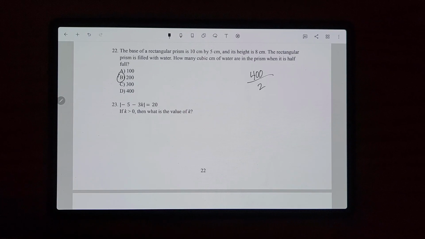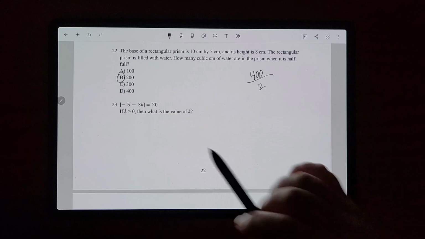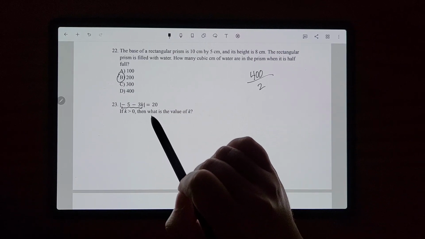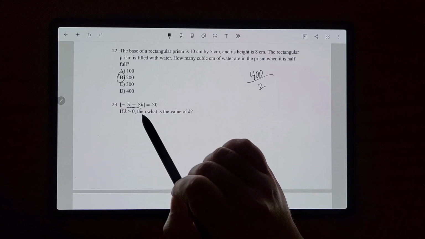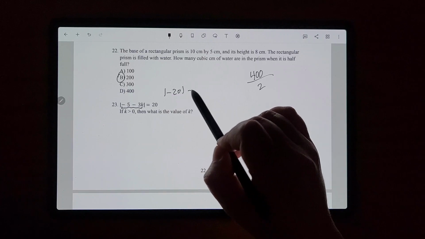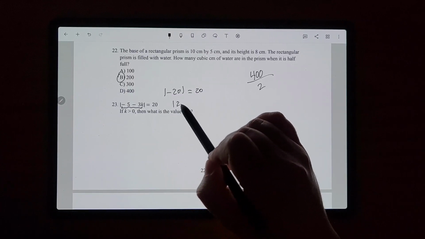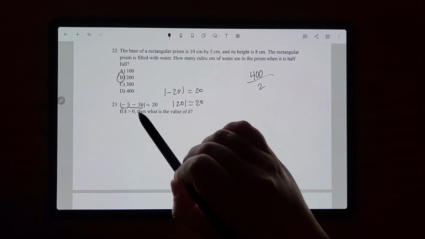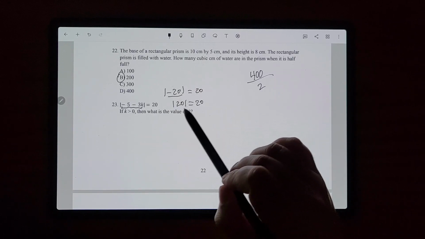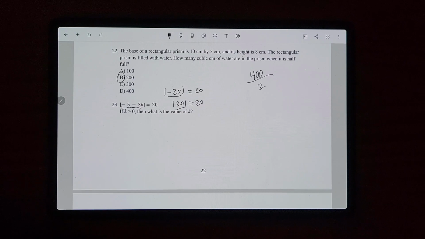Now pause to read number 23. Remember, with absolute value, you have 2 different options. It's saying basically that the part inside the absolute value can be equivalent to negative 20 or positive 20, because if we take the absolute value of negative 20, we get positive 20, and if we take the absolute value of 20, we get positive 20 as well. So this inside part, negative 5 minus 3k, could equal either negative 20 or 20. We have to think and solve for both of those scenarios.